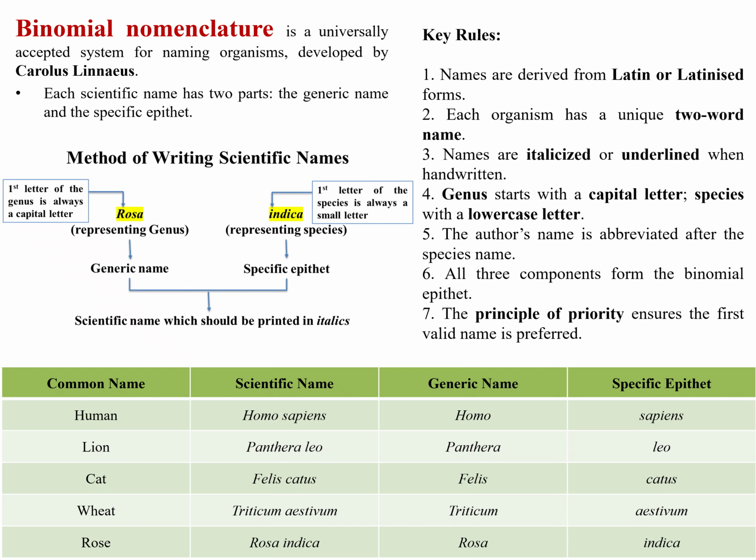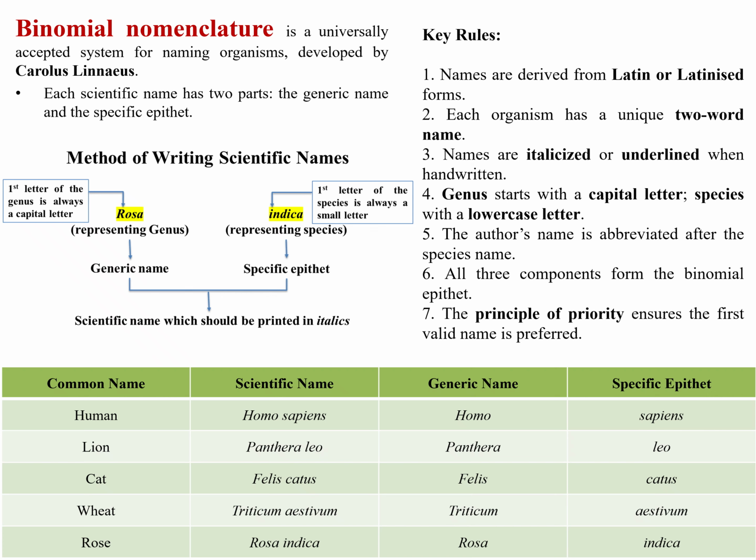So, what are the key rules which we need to remember? The first rule says names are always in Latin or Latinized form regardless of the species origin. The second rule is each organism's name is just two words, no more, no less. The third rule says scientific names are italicized, or underlined if written by hand, to set them apart. The fourth rule says the genus always starts with a capital letter and the species with a lowercase.